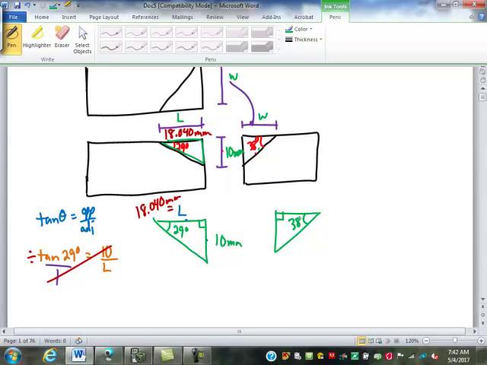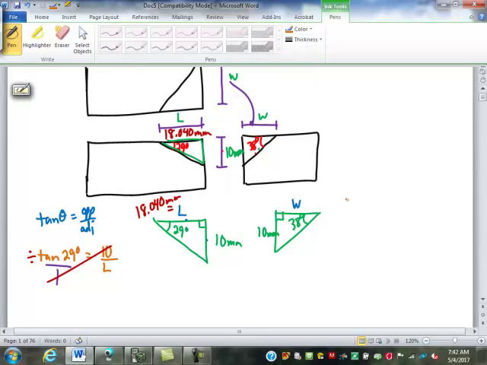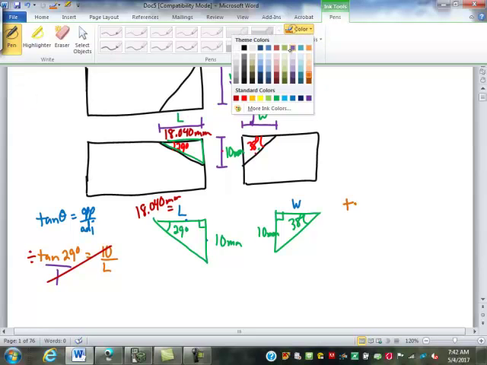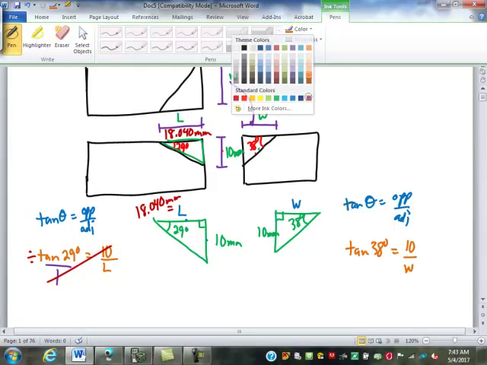So this is 38 degrees. This is 10 millimeters still. We're looking for W up here. So this is again a tangent. Tangent of theta is opposite over adjacent. I'm going to fill in my angle of 38 degrees. Opposite side is 10. My adjacent side is W, which is what I'm looking for.